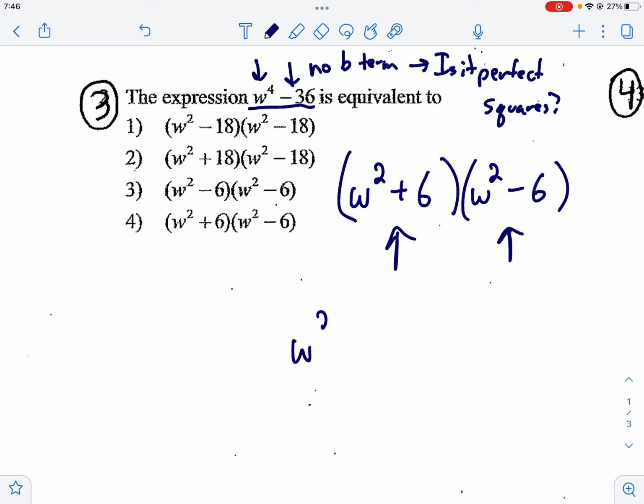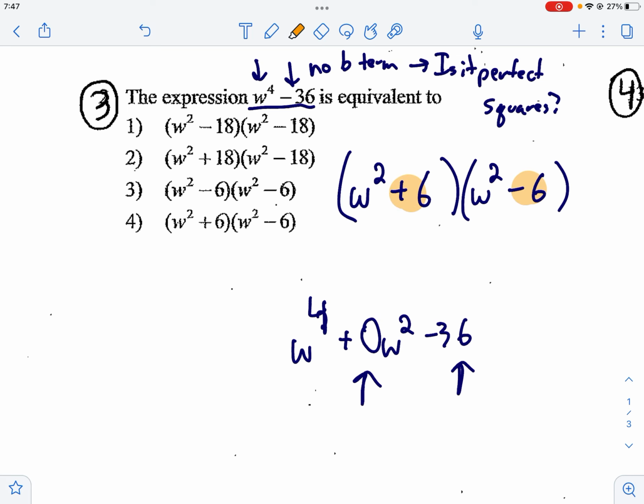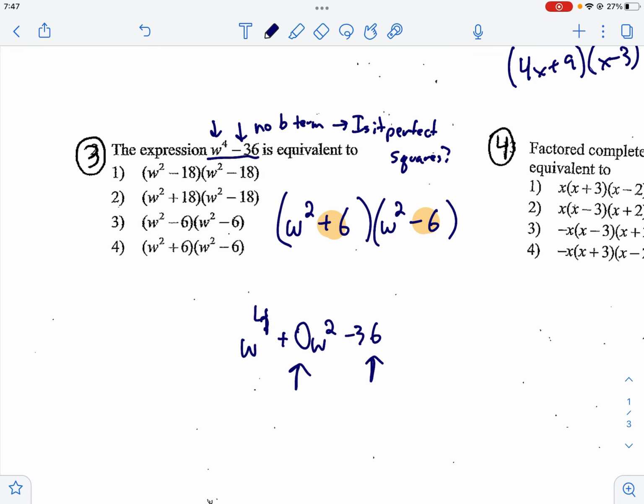Another way you can think about this is if we rewrote this as w to the fourth plus 0w squared minus 36. What two numbers multiply to negative 36 and add up to 0? Well, positive 6 and negative 6. Examining both of these factors, they're not perfect squares. W squared is a perfect square, but negative 6 and positive 6 are not perfect squares. So we can't factor it further, and that would be our final answer.